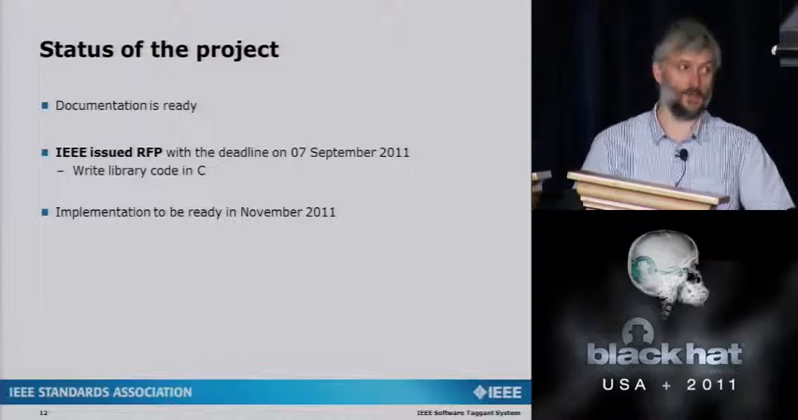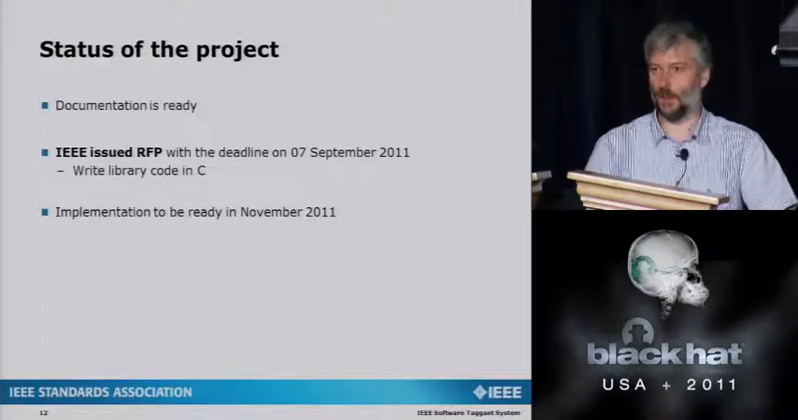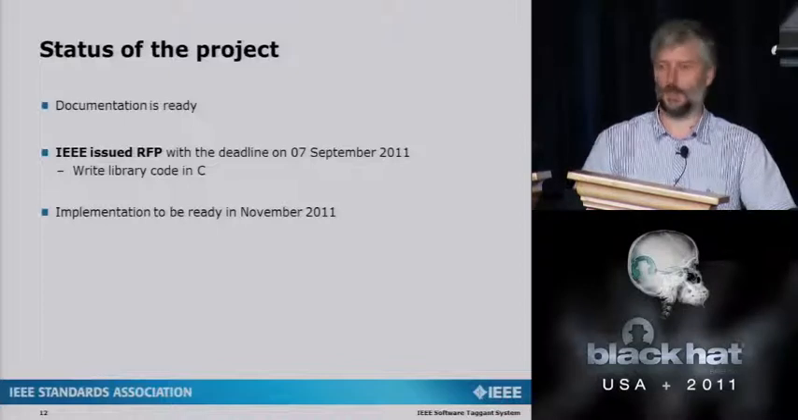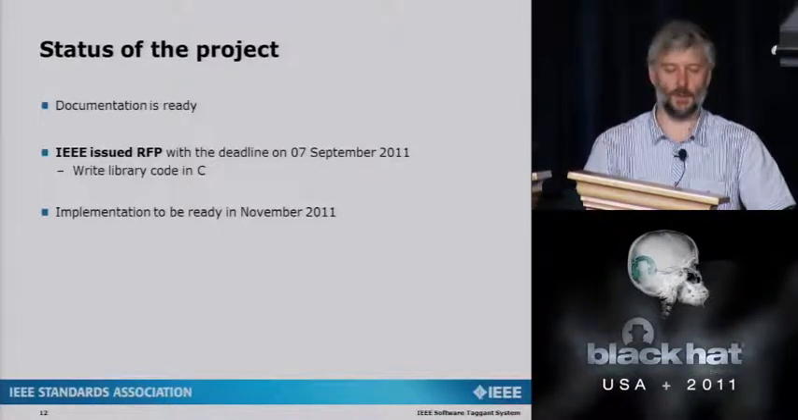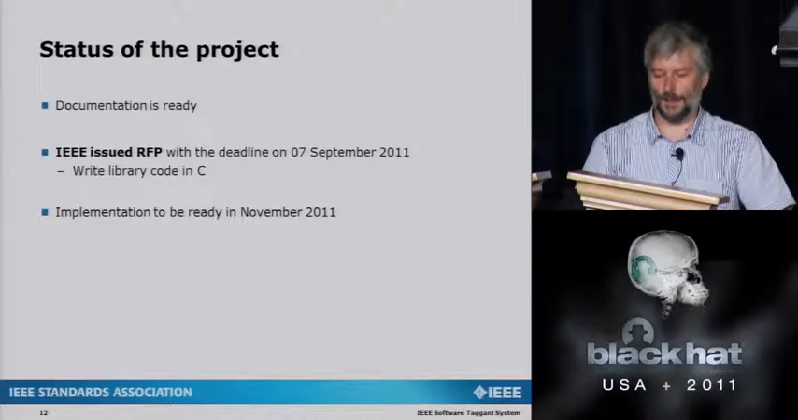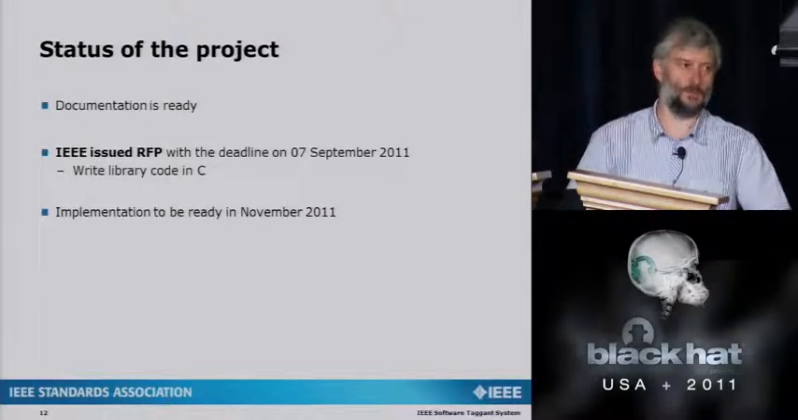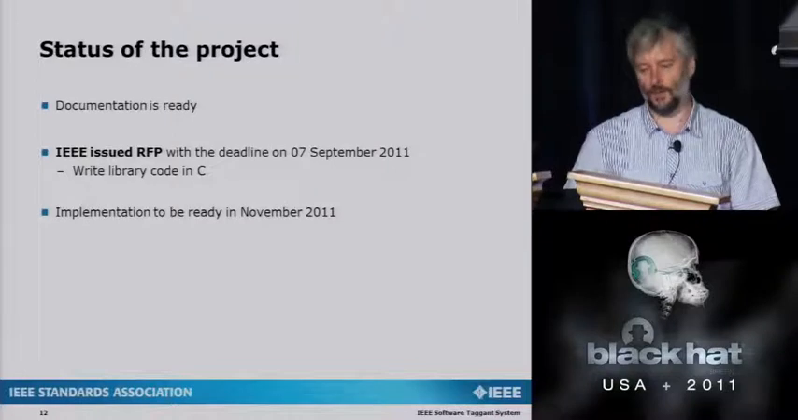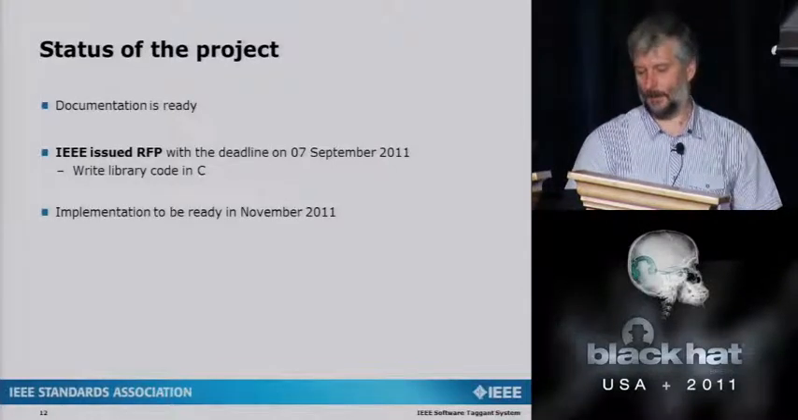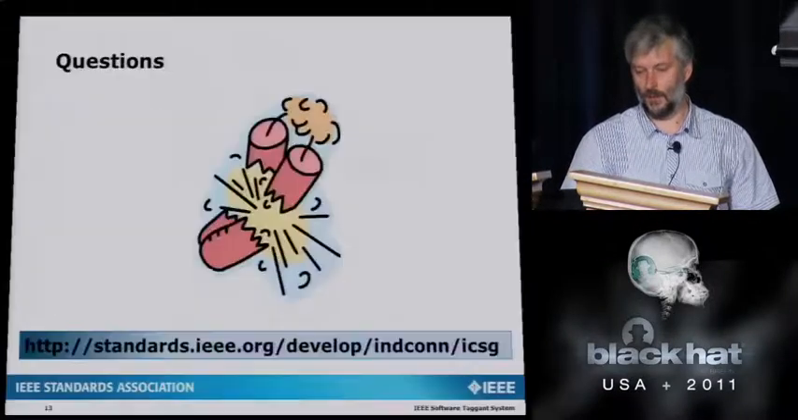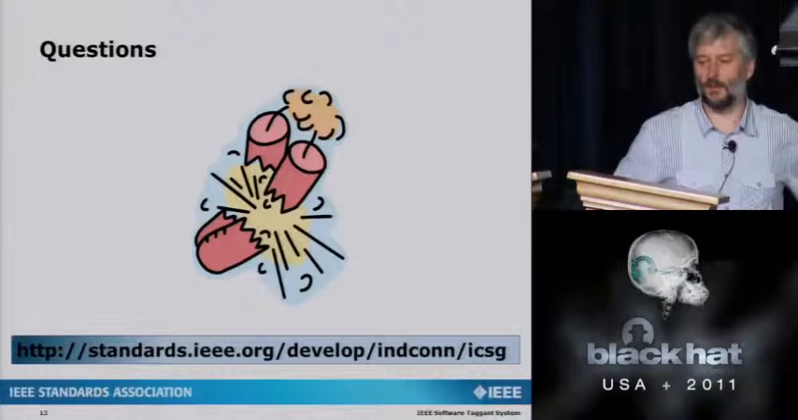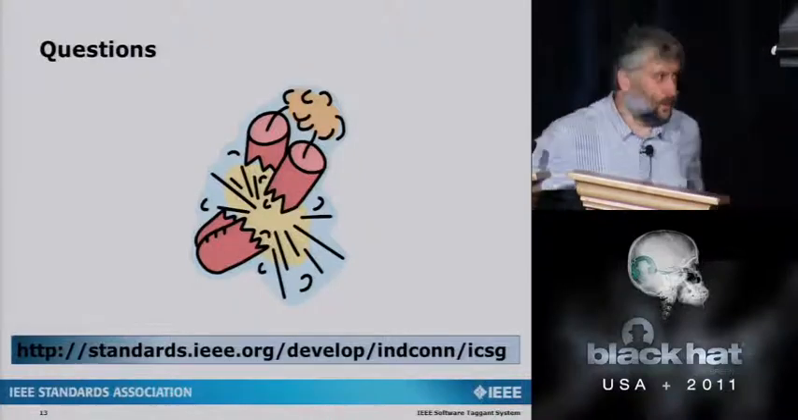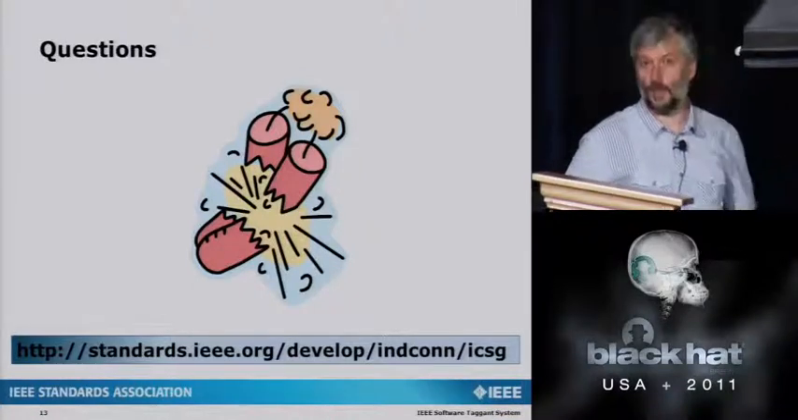And the deadline for this request for proposals is the 7th of September. If you are skilled in crypto, please download that request for proposals, have a look, and consider participating. The implementation doesn't seem like it should be a very difficult thing to do. It's supposed to be ready by November 2011. If you want more details, you can Google for IEEE and Taggant, or there is a link at the end of this slide. And now we'll be ready to answer your questions.